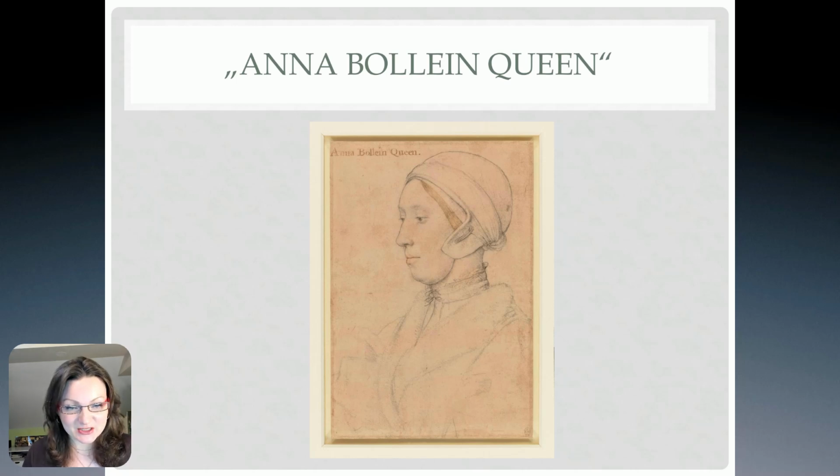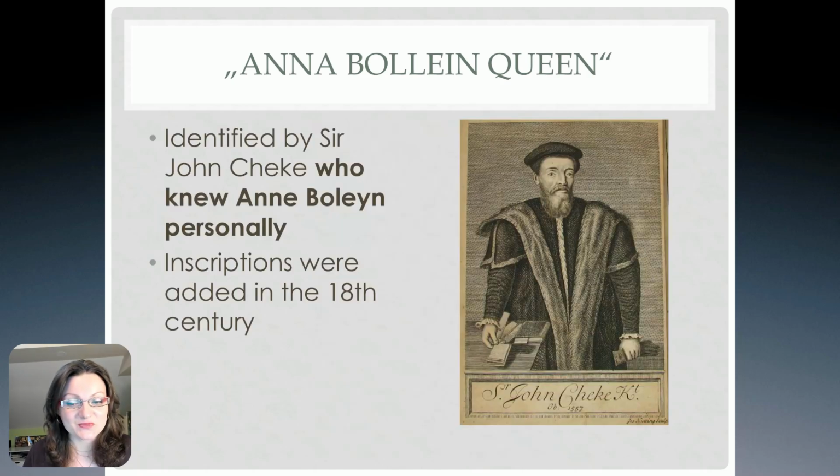So, this sketch is currently in the Royal Collection. It's also often referred to as the Windsor sketch, and it's inscribed in the left upper corner Anne Boleyn Queen. Now, the sketches in the Royal Collection were identified by Sir John Cheke, who knew Anne Boleyn personally. The inscriptions are not contemporary to the 16th century, they were added in the 18th century, but they were based on Sir John Cheke's identifications.